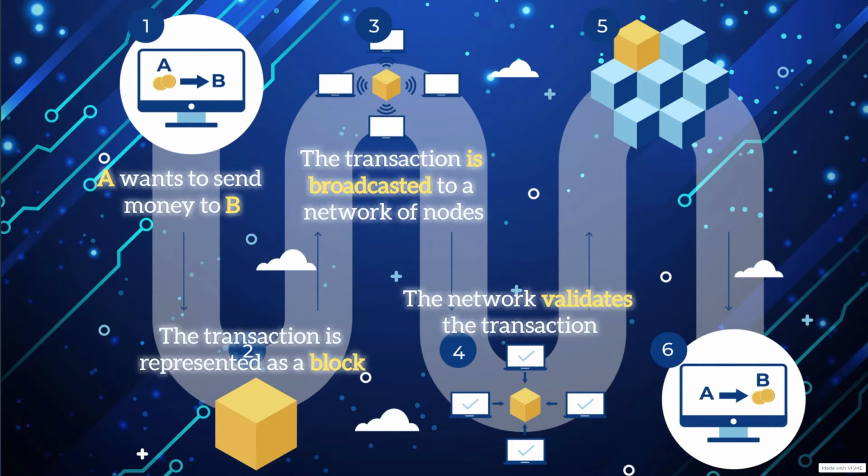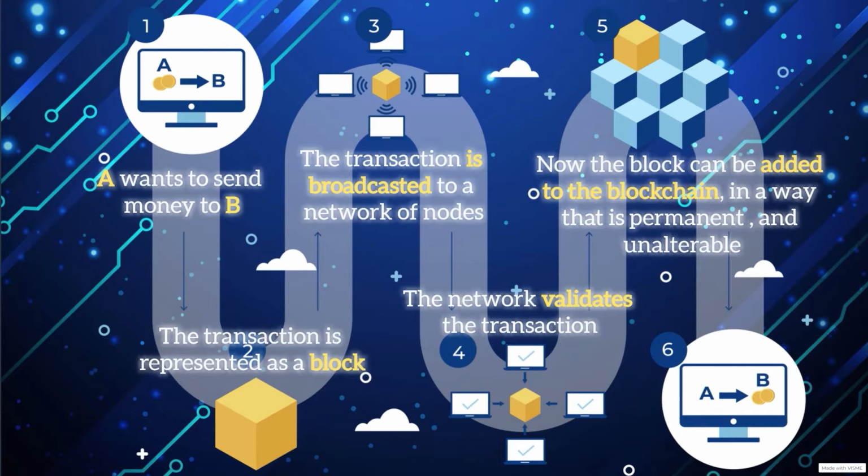All nodes must be in agreement, and faults must be identified and fixed, then verified by more nodes, before coming to a consensus that this one and only one block is true before transferring. So now, the block can be added to the blockchain in a way that is permanent and unalterable. The money then moves from A to B.